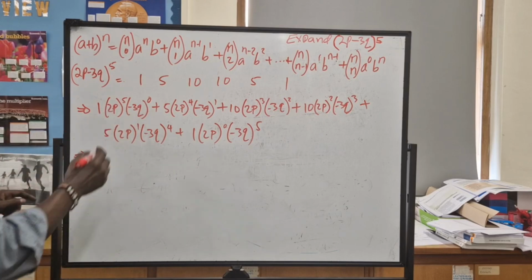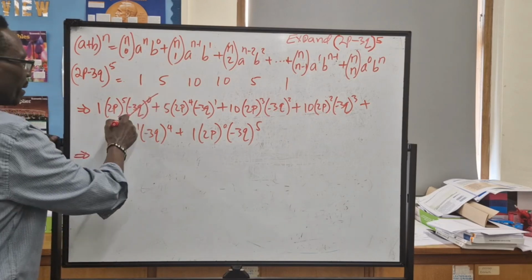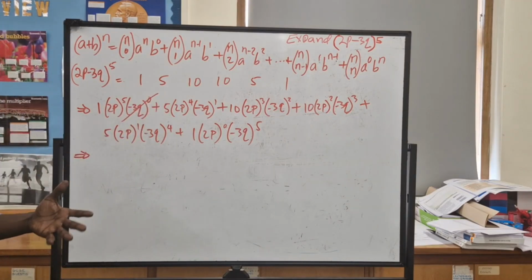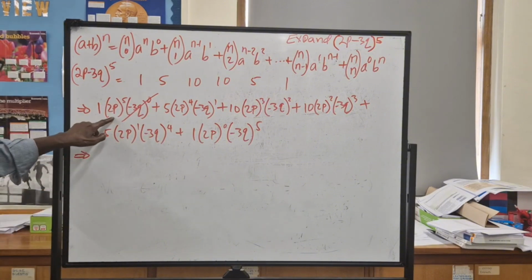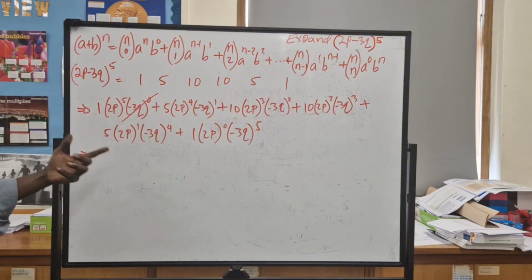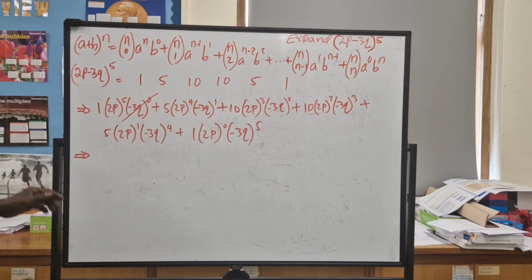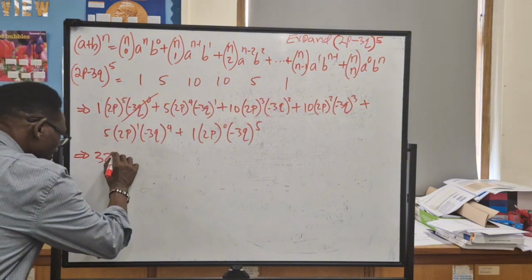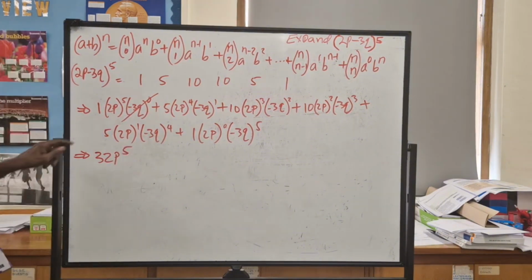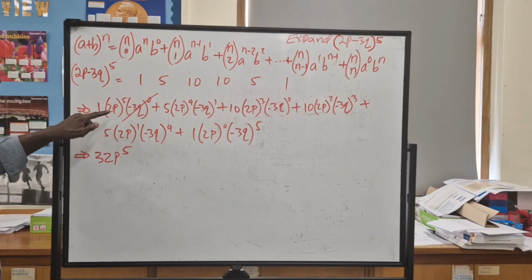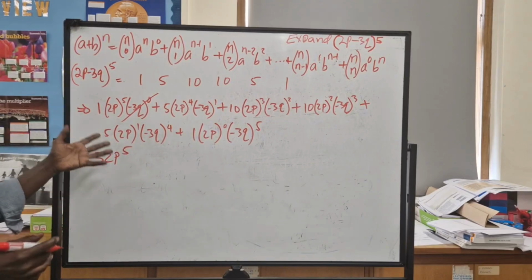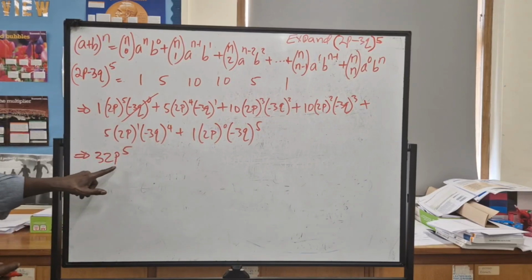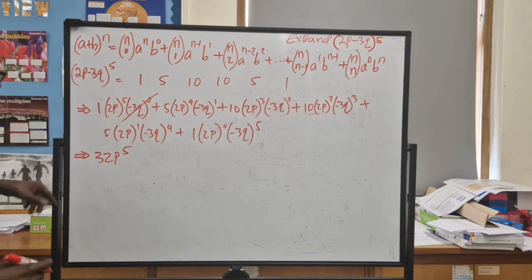We're going to start with the first term. This one will just disappear because any value raised to the power 0 is just 1. So we've got 2p to the power 5. 2 to the power 5 is 32, and p to the power 5 stays, so that will be 32 p to the power 5.